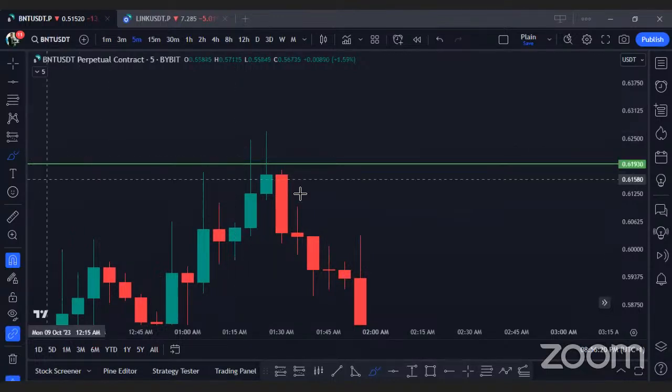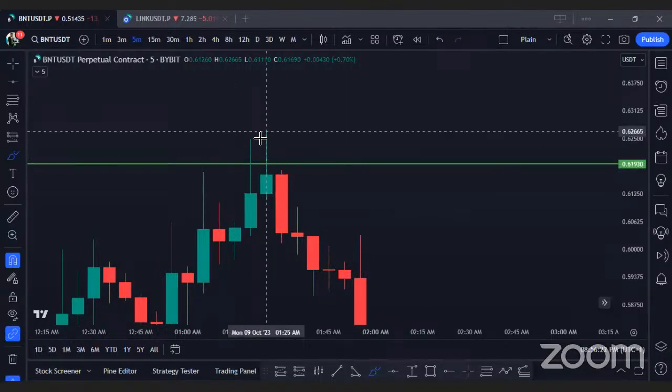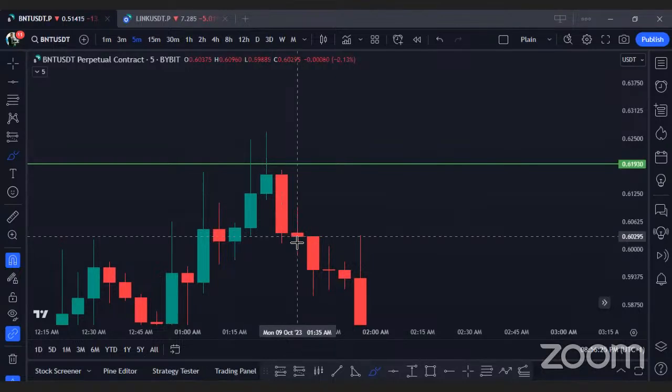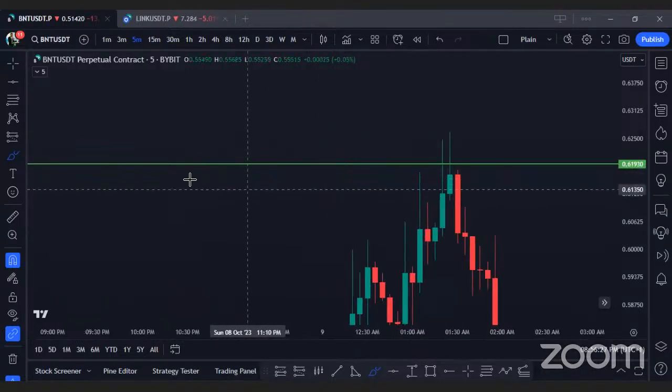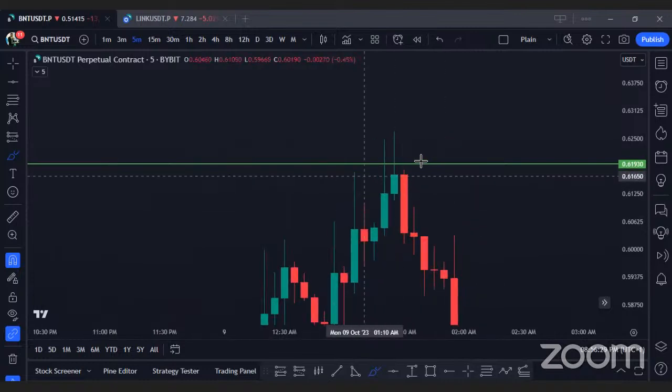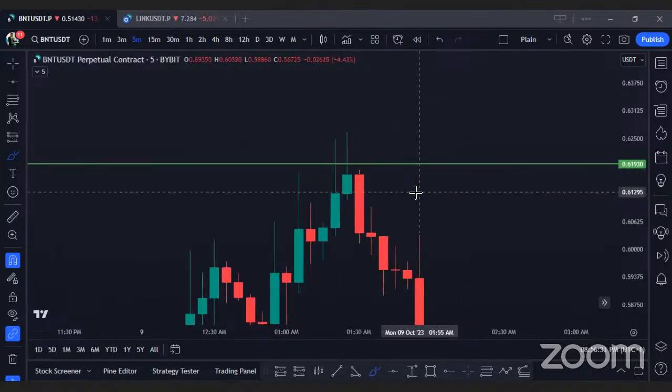So you just set limit orders that, if this market comes up here, remember somebody posted this on the Telegram, that when he spotted that there is a resistance there, it's time to short BNT.